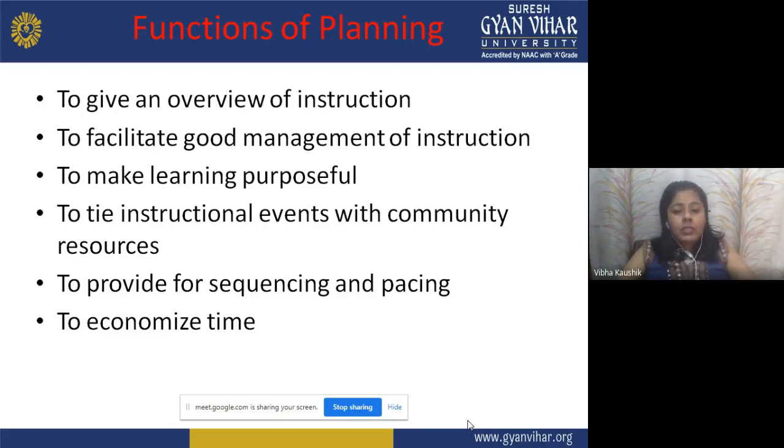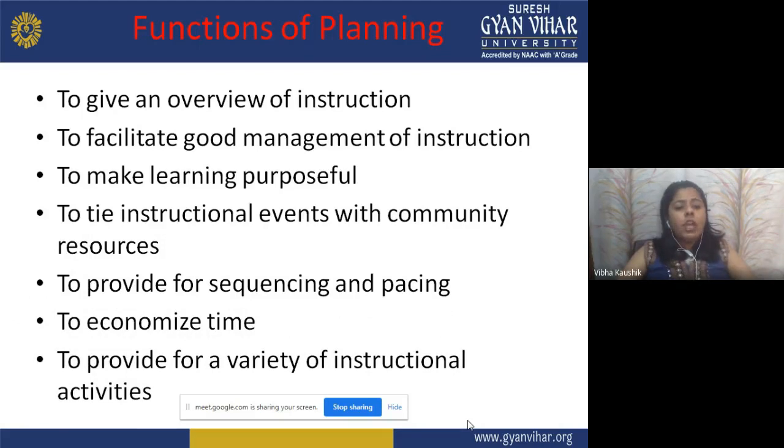To economize time, which means the teacher will make use of the maximum time. The teacher can utilize the maximum time of the particular period, and it can only be done when the teacher comes with proper planning, with proper instructional planning during the teaching learning process.